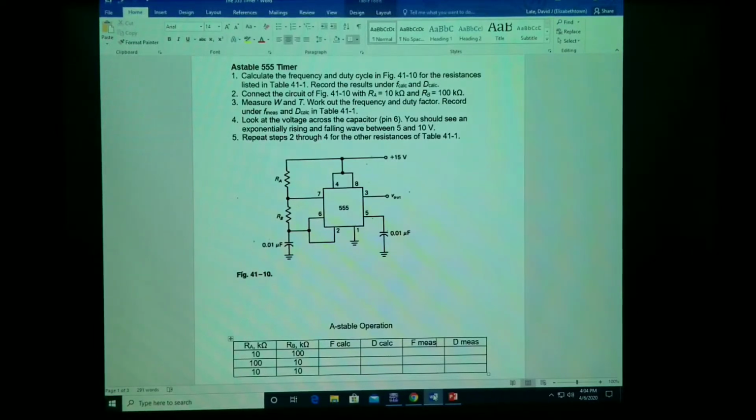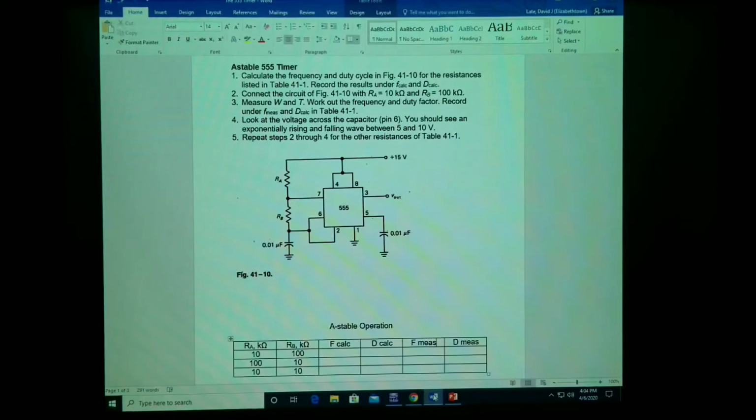Welcome to Devices 2. This is Professor Lake, and this is Lab 3, the monostable 555 timer. Today we're going to cover in this video the first part, which is the Astable 555 timer.